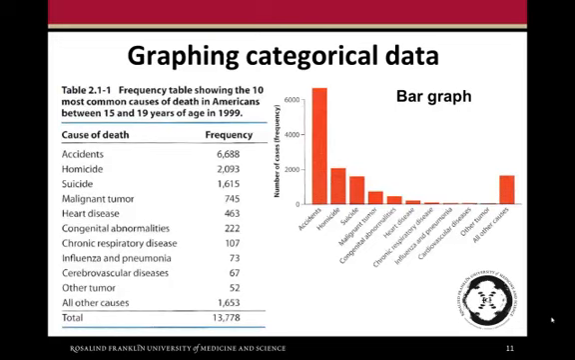Because this data is nominal and the order here doesn't matter, we cannot look at anything like skew in this case, because skew is only relevant when we have a numeric variable on our x-axis.